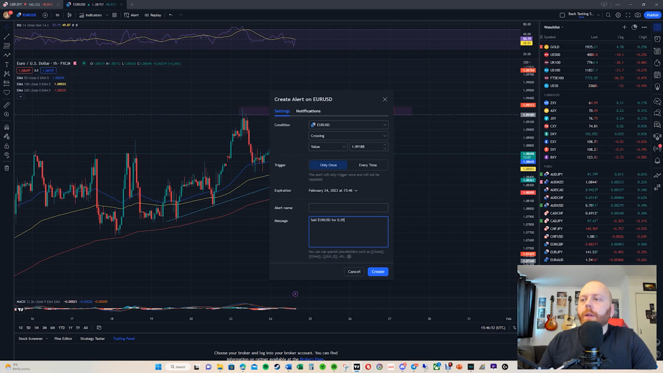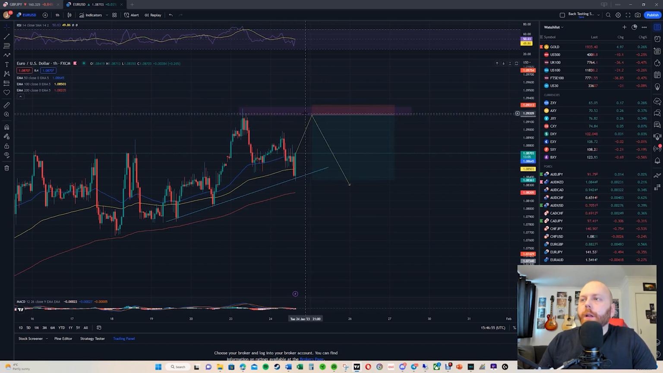So maybe I've already gone and worked out how many lots I need for this. So what will happen then is if this price does move and it reaches here, I'll get an alert. Now, if I'm on my PC, the alert will come up on my PC.